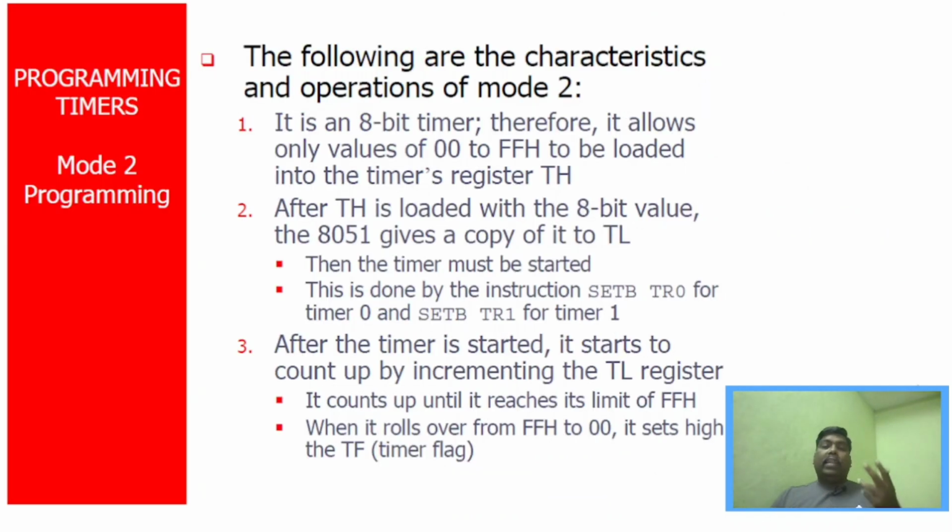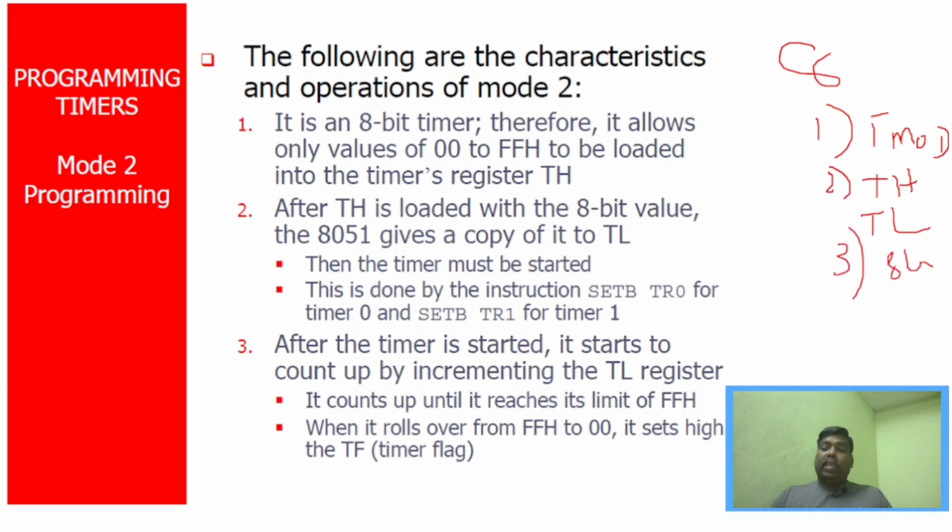To configure mode 2, we have to do the same operation. The only thing here is we are using an 8-bit timer. What are the operations we will use? The first thing is we have to select the TMOD, that is, select timer 0 or timer 1. Then we have to find out the count value so that we can feed TH and TL. Then we have to start the timer, and then we have to monitor.